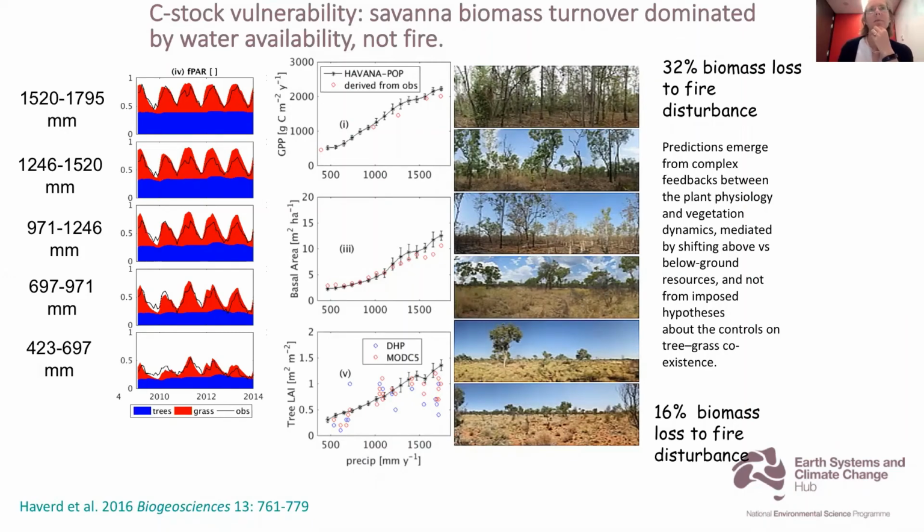And with those simulations, we were able to correctly simulate the tree grass variation along that transect in response. And those predictions emerged from complex feedbacks between the plant physiology and the vegetation dynamics, mediated by shifting resource allocation to above and below ground components.